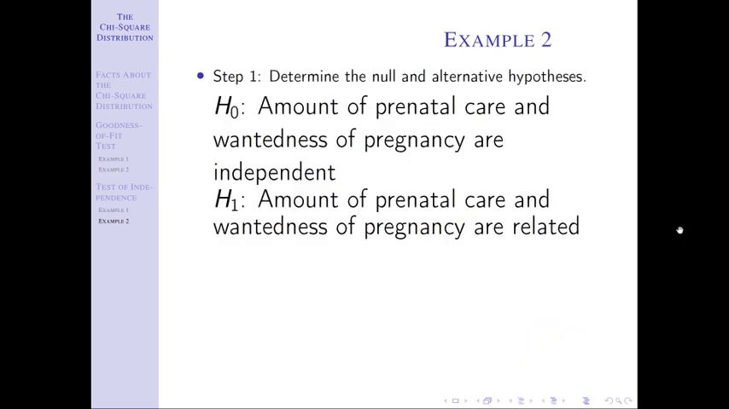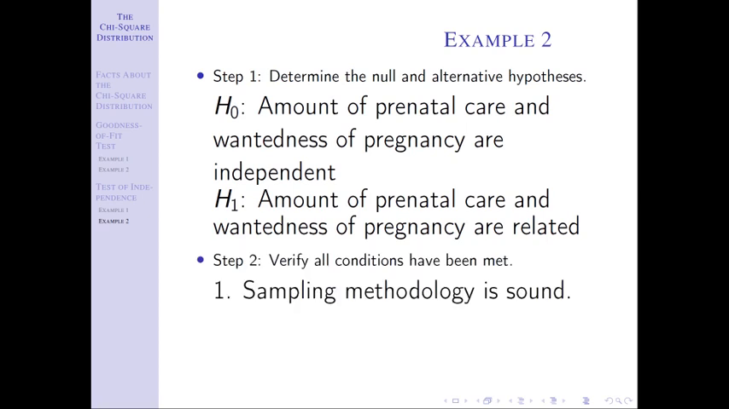Same idea with our hypotheses, independent versus dependent, not related versus related, not associated versus associated. And again, I just go ahead and put what the variables are rather than just the two variables, a little more detail there. Same question as before. Is the sampling methodology sound? In this case, I would say you're probably a little bit safer there than you might have been before. People tend to lie more about their happiness than they would lie about when they started getting prenatal care.